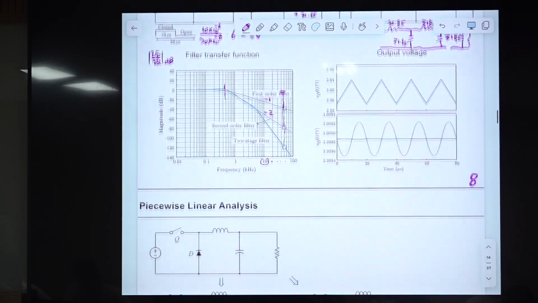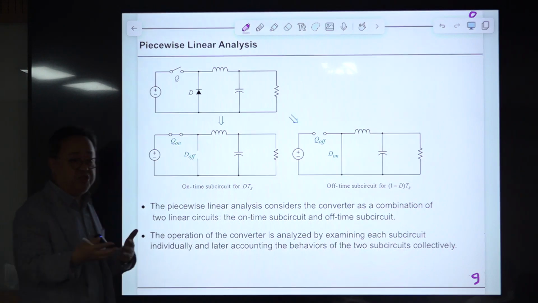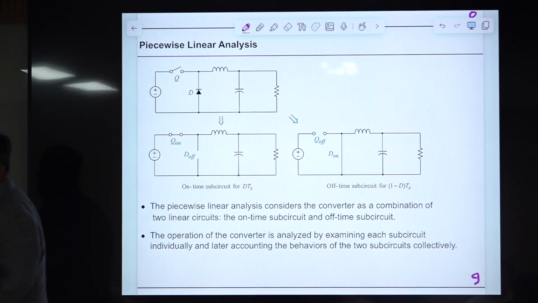And I'd like to explain the very basic principle of analyzing this buck converter or any PWM converter or any switching circuit. Switching circuit means there are switches and the status of the switch is changing all the time, periodically. That is called a switching circuit. This is a buck converter example.